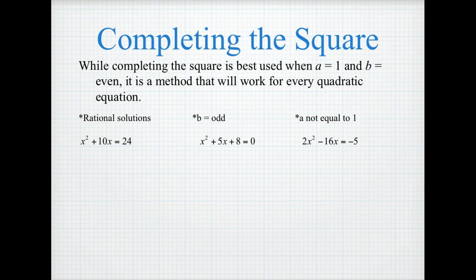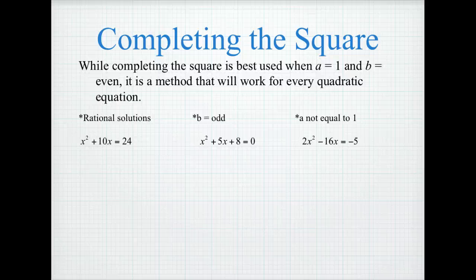So here's our three examples. In the first equation, x to the second power plus 10x equals 24, this is ideal for completing the square. Your value of a is equal to 1, the value of b is even, and your constant term is already on the right side of the equation. So we just have to identify what magic number we're going to add to both sides to complete the square.